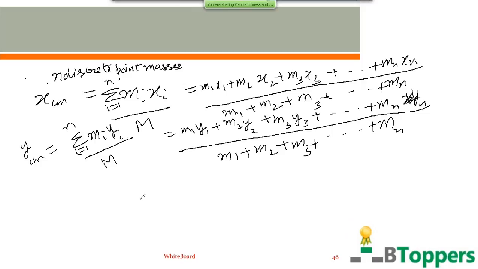So when you consider continuous bodies, in case you have to find the position of center of mass of a continuous body where mass is distributed uniformly, maybe distributed uniformly along the length of a rod or semicircular plate or semicircular ring, like that. So in such cases, this discrete summation is replaced by continuous summation.